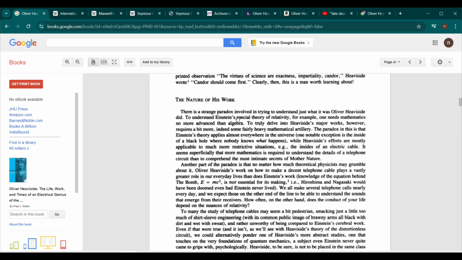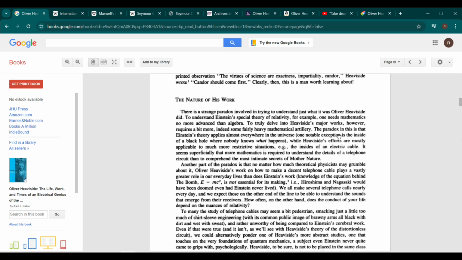There is a strange paradox involved in trying to understand what it was Oliver Heaviside did. To understand Einstein's special theory of relativity, for example, one needs mathematics no more advanced than algebra. To truly delve into Heaviside's major work, however, requires a bit more, indeed some fairly heavy mathematical artillery.